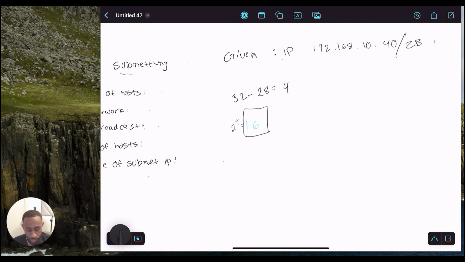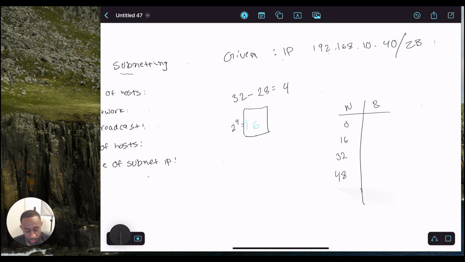Now all you have to do is create a table, or I call it a T chart rather. On one side I'm going to put network, and on the other side I'm going to put broadcast. I just put N and B. Then I put a 0 here. This is the beginning, it's always going to be 0 no matter what. Now we have this number of 16, so we're going to add by 16. 16 here, then 32, and we're going to keep adding by 16. Then 48, and then we're going to keep going.